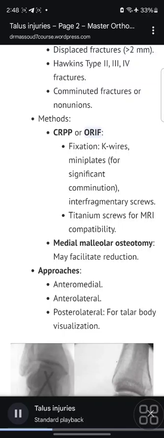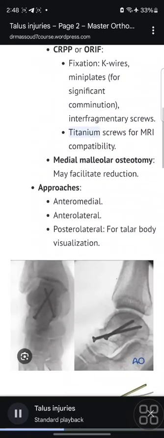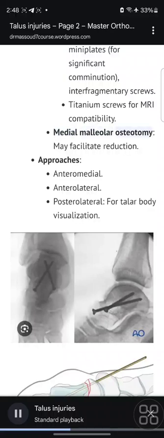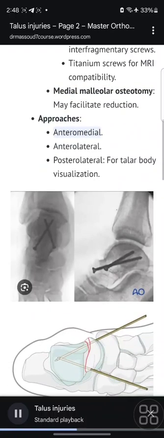CRPP or ORIF. Fixation. K-wires, mini-plates for significant comminution, interfragmentary screws. Titanium screws for MRI compatibility. Medial malleolar osteotomy may facilitate reduction. Approaches. Anteromedial, anterolateral, posterolateral, for talar body visualization.